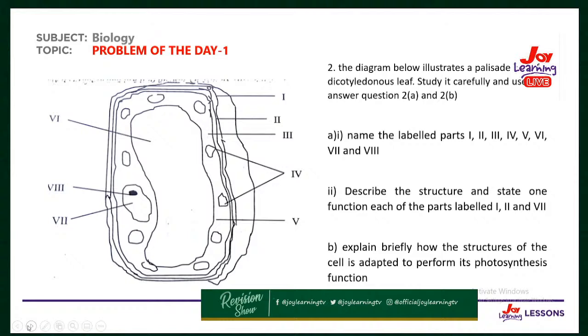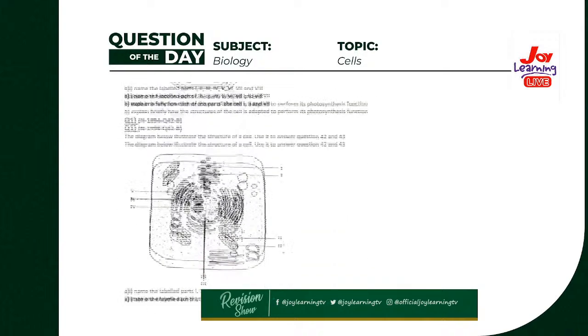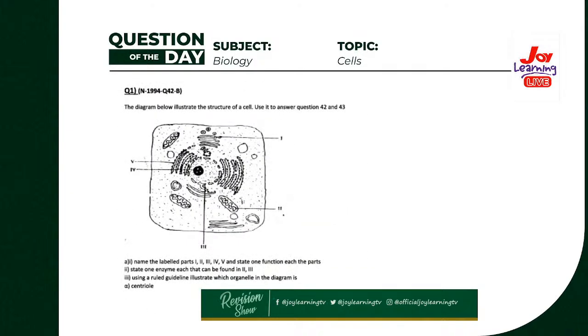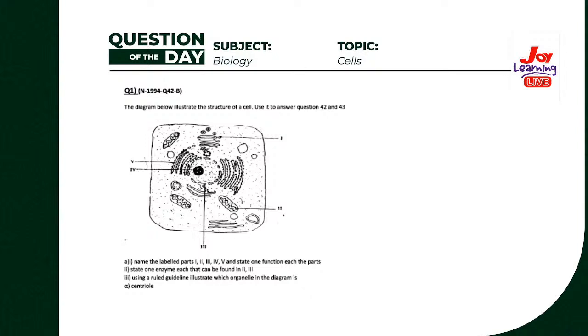Then because it's a plant cell and it's a palisade cell, they asked how they are adapted. And in WASSCE, when they ask adaptation questions, what you are supposed to do is state a structure of whatever they've asked you, and an adjective of it, maybe it's elongated, it's rectangular.